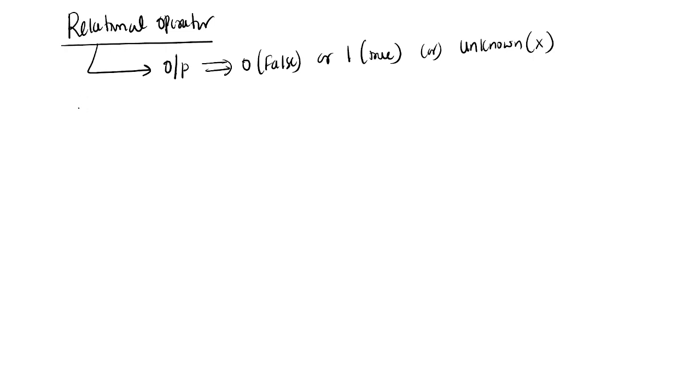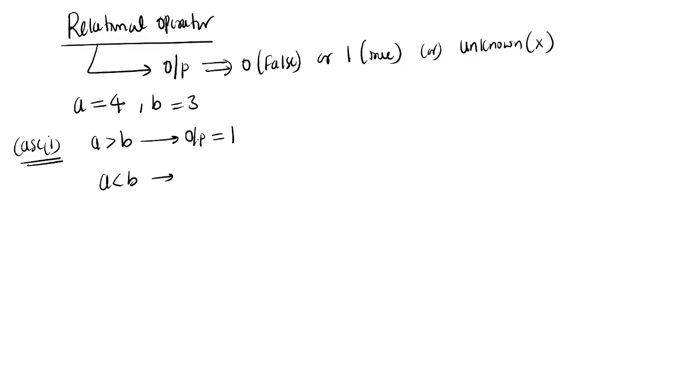Suppose you take a equal to 4 and b equal to 3. Let us take case 1. If a is greater than b, what is the output you are getting? This is true only. 4 is greater than 3, so output equal to 1. If a is less than b, what is the output? 4 is not less than 3, it's greater than 3, so you are getting output equal to 0. If A is greater than or equal to B, it's greater only, so the output you are getting is 1.